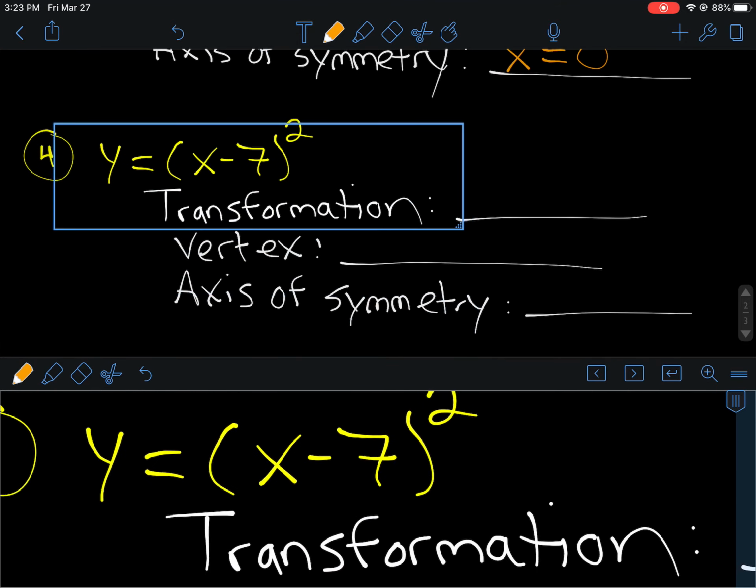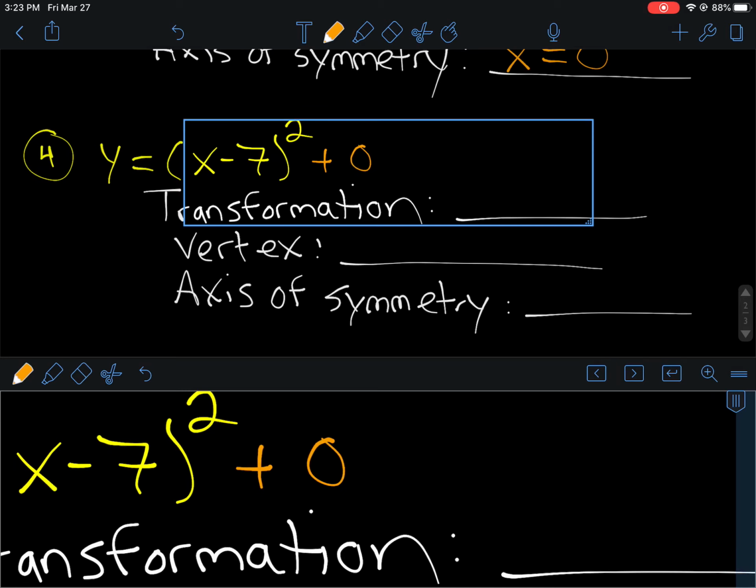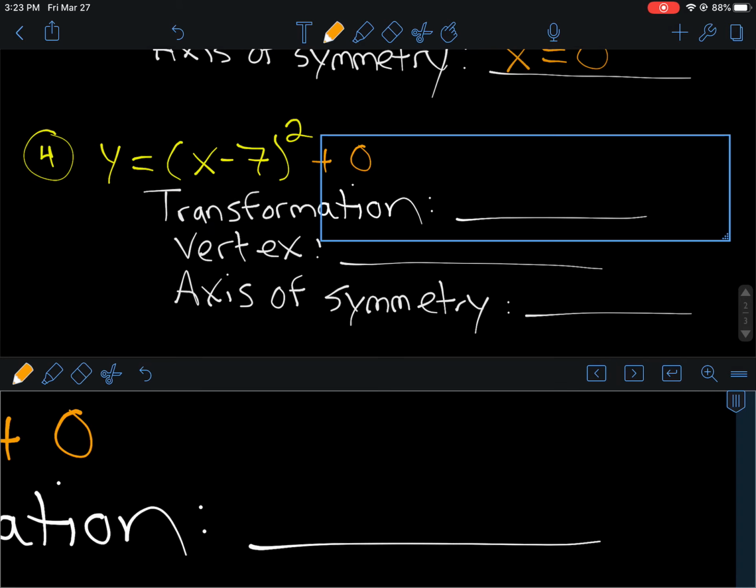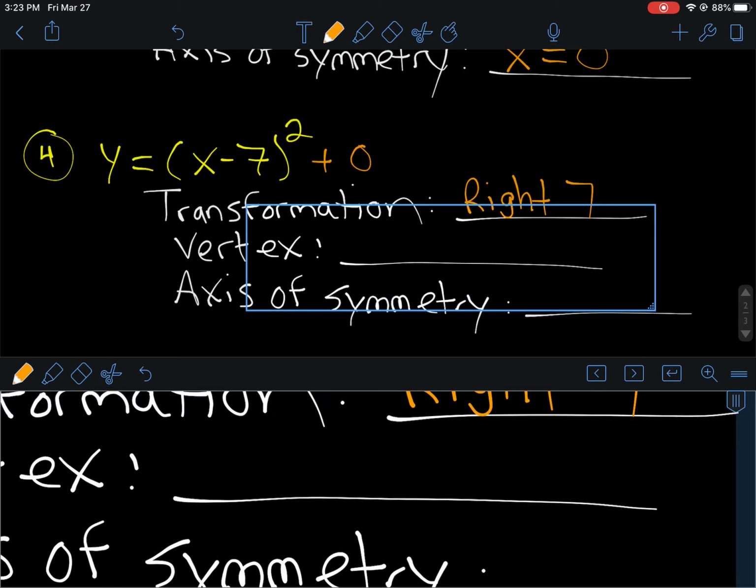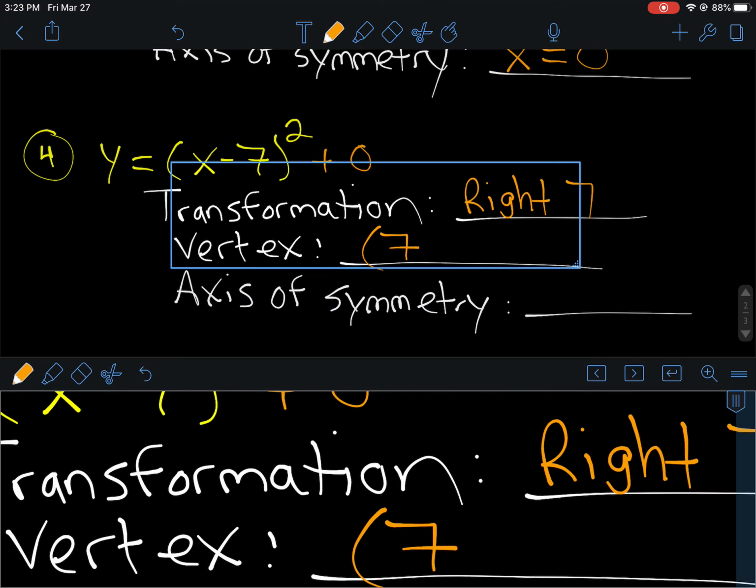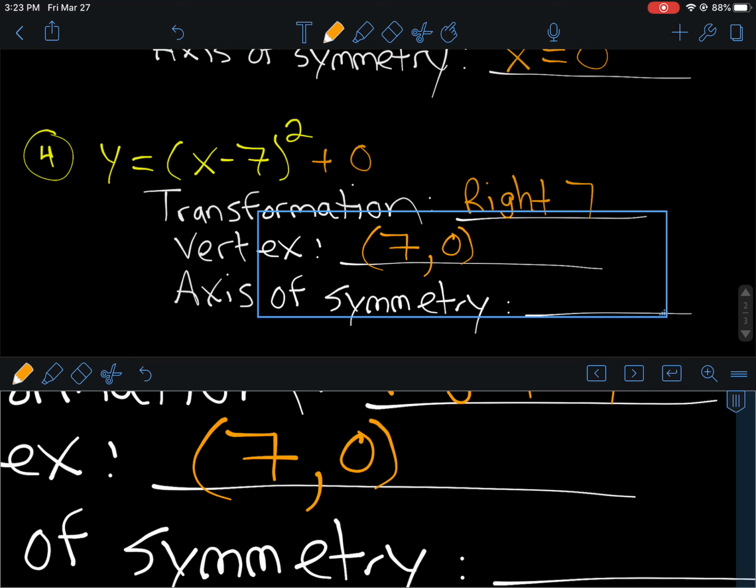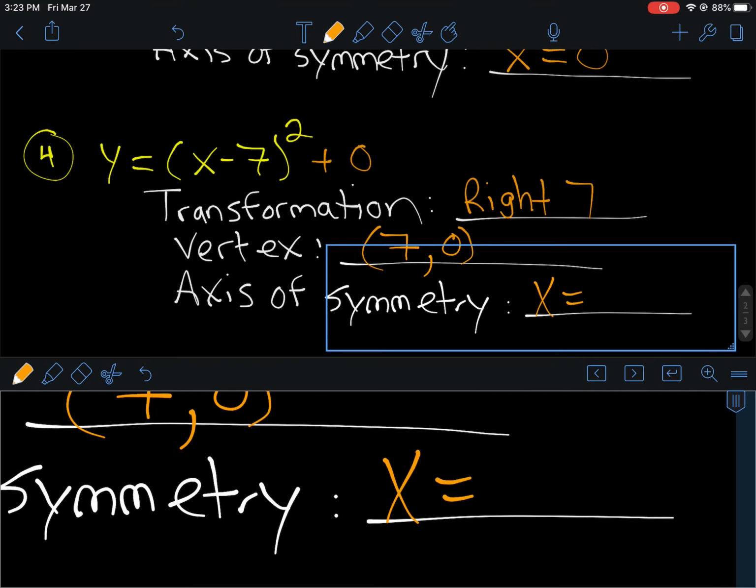This one, again, there's parentheses. If you want to think about this one as like plus 0 outside, you can. The transformation here will be, again, the opposite of what you think. So this would be right 7. My vertex here, since I'm moving right 7, would be 7, the opposite of negative 7, and then I have 0 outside. So my axis of symmetry is x equals 7.